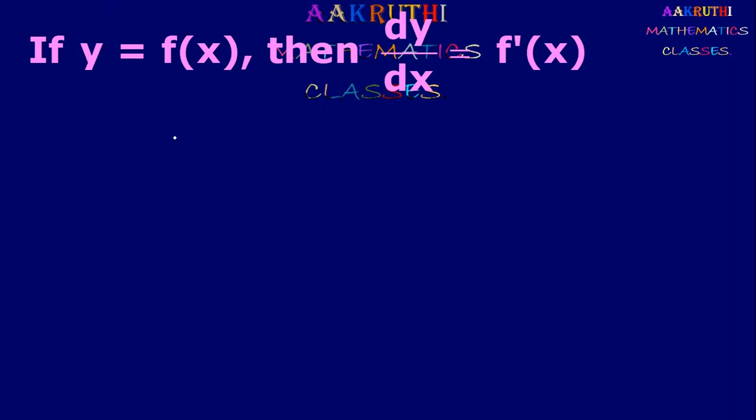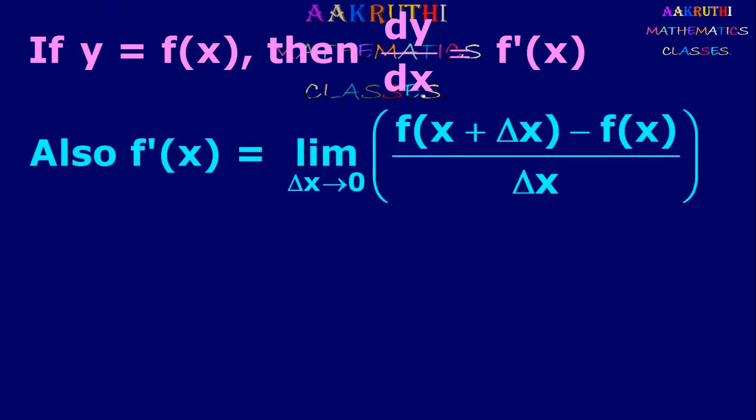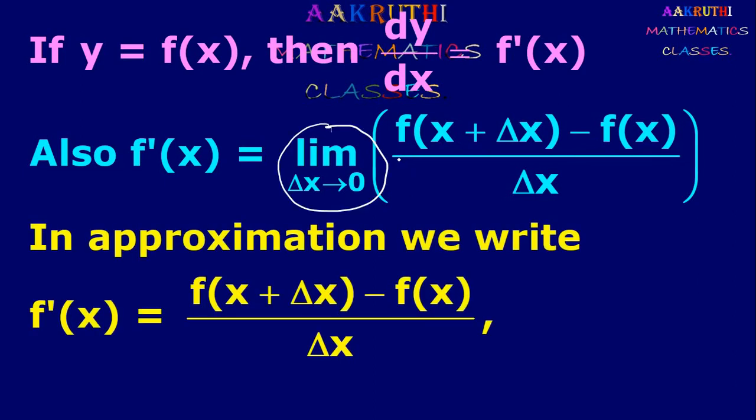Now first we see formula. If y equal to f of x, then we have dy by dx equal to f dash x. But f dash x can be written as limit of f of x plus delta x minus f of x divided by delta x, where delta x tends to 0. In approximation, we will not consider full values. So therefore, we will not apply this limit and we write f dash x equal to f of x plus delta x minus f of x divided by delta x.